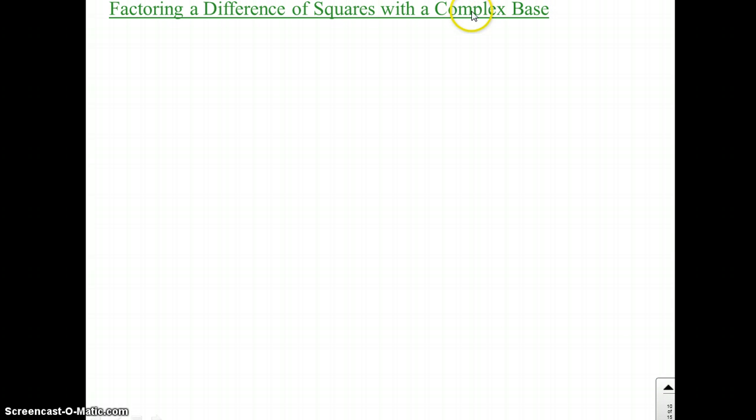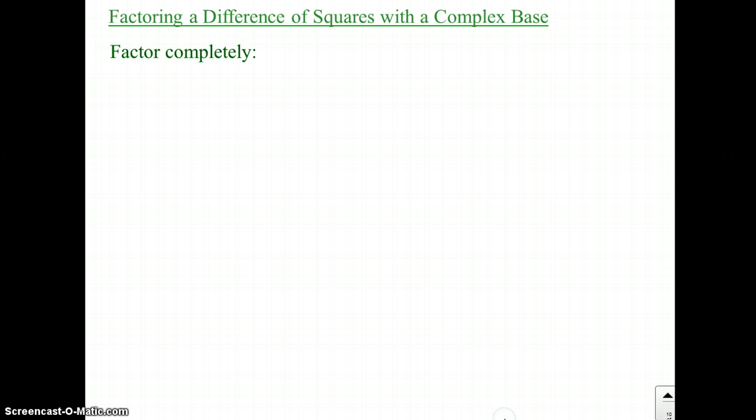They get a little more difficult. We've got some with complex bases. So let's try some difference of squares with complex bases. x plus y all squared minus 16. Let's see how that turns out.